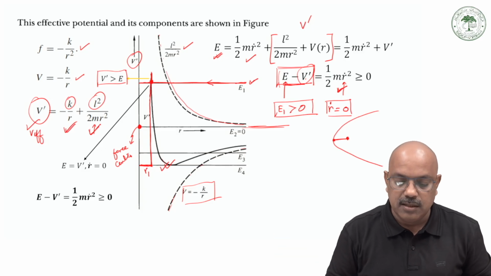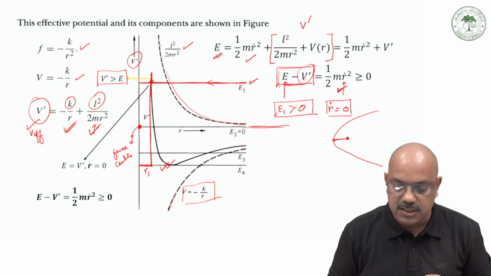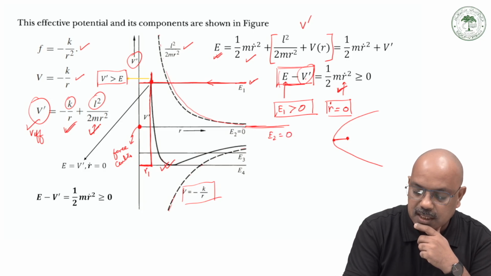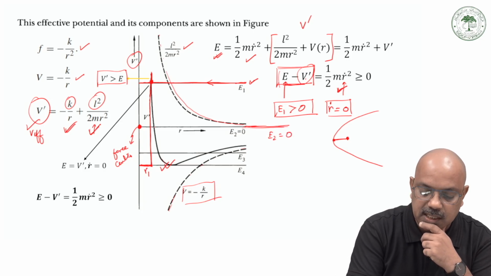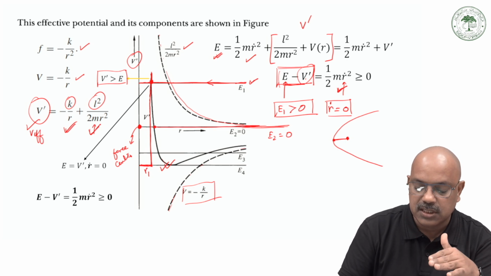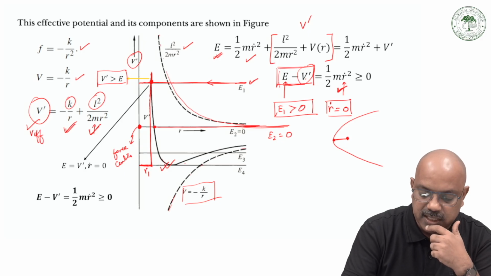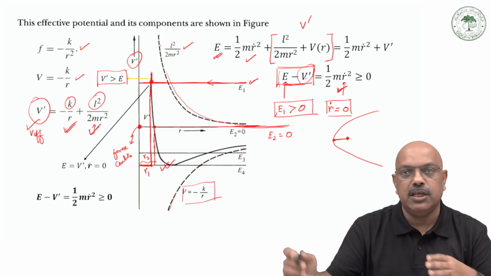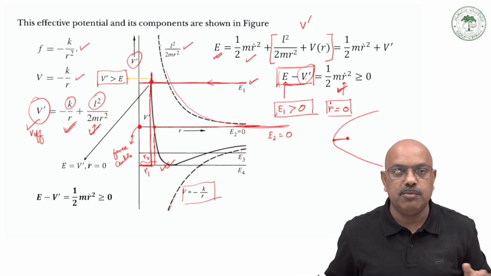Then you can have the second condition, like E2, where E2 is greater than 0. The particle is like here, and when it comes here, at all these points it has energy which is greater than the effective potential. So at this position, from the center of the force, this r2 will be more than r1. This is r2. The particle is going to have a turning point. So this is again a turning point trajectory.